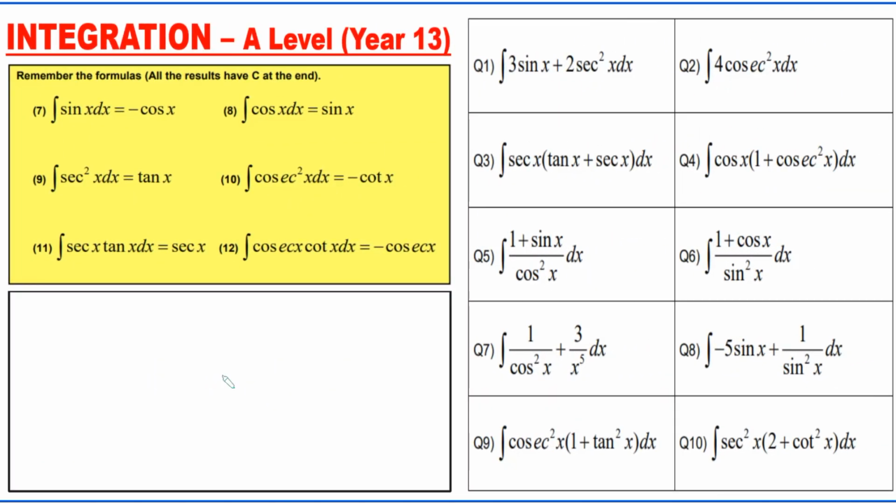Hi everyone, this is our fourth video tutorial in integration. In this tutorial, we are going to learn about trigonometric functions with integrations. First of all, the seventh one, our formula: integrating sin x is minus cos x. Integrating cos x is sin x. Integrating sec squared x is tan x. Integrating cosec squared x is minus cot x. Integrating sec x tan x is sec x. Integrating cosec x cot x is minus cosec x.